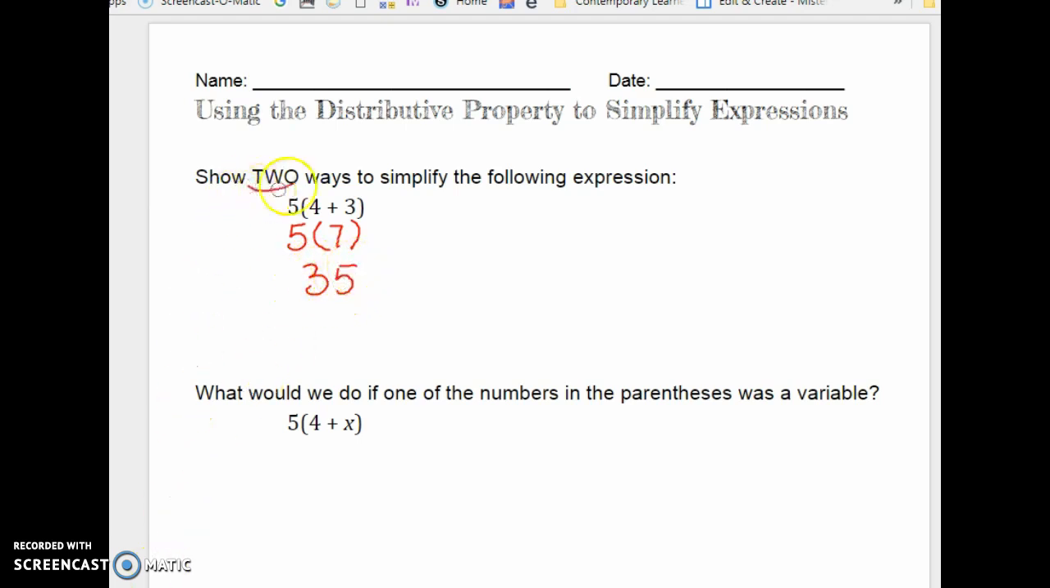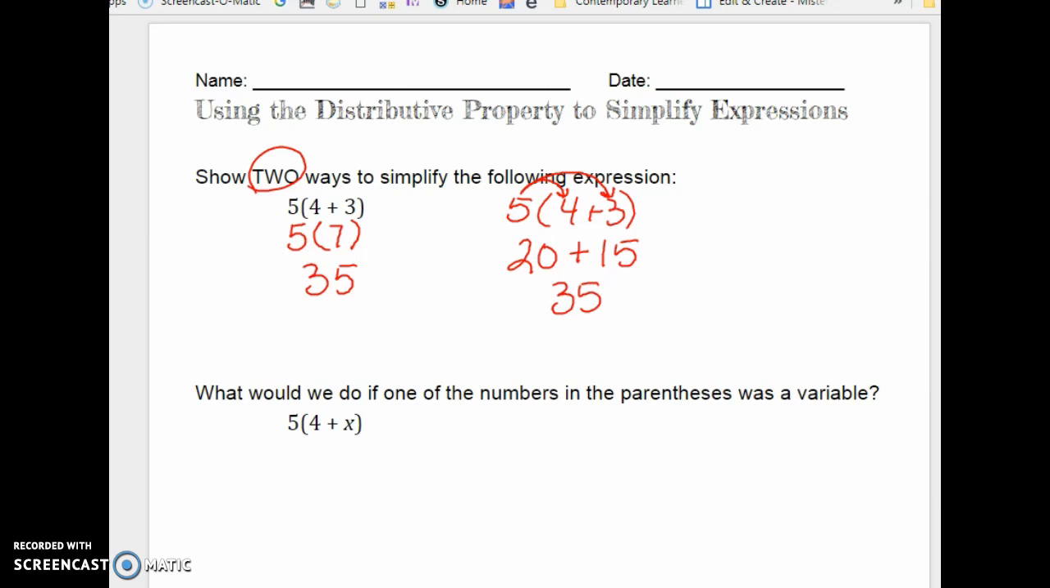Okay, it says show this in 2 ways. So there's another way I can do it. If I have 5 times 4 plus 3, I can also multiply the 5 by 4 and multiply the 5 times the 3. So 5 times 4 is 20. 5 times 3 is 15. There is a plus sign between the two. And 20 plus 15 is 35. Did we get the same answer in both strategies?